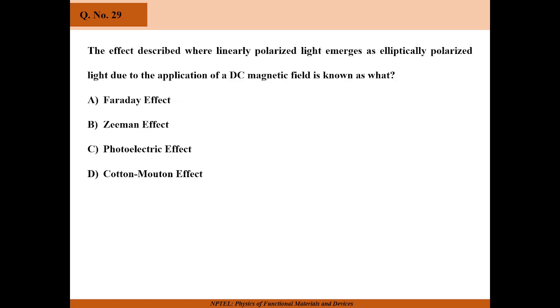The effect described where linearly polarized light emerges as elliptically polarized light due to the application of a DC magnetic field is known as the Faraday effect, Zeeman effect, photoelectric effect, or Cotton-Mouton effect. This is important because this question basically defines the Cotton-Mouton effect. So it is option D. In the Cotton-Mouton effect, linearly polarized light will emerge as elliptically polarized light when a DC magnetic field is applied to a material.